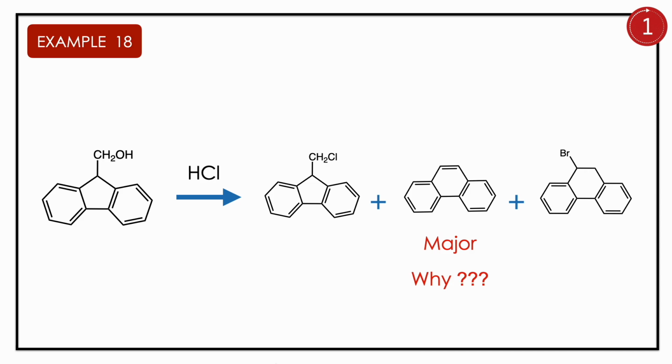In example 18, you have a fused system, which is cyclopentane with an alcohol. On both sides you have benzene as a fused system. You are reacting with HCl. Three possibilities are given, but phenanthrene is given as the major product. You should find why the others are not possible and why phenanthrene is the major product.